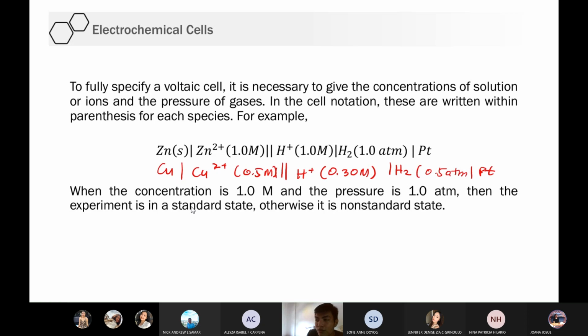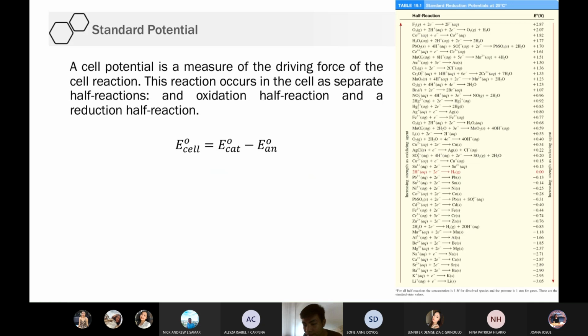If you notice that the concentration and the pressure are all 1 molar pati 1 atm, pag puro ganun yung concentration pati pressure, then you consider your experiment in a standard state. So meaning kapag standard state, 1 molar yung concentrations. Otherwise, non-standard yon. Okay, so ibig sabihin hindi siya 1 molar. Yun lang meaning ng standard. Standard, 1 molar. Pag hindi 1 molar, edi non-standard. Okay? Ayun lang.